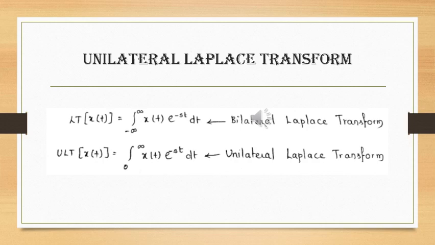The equation of Laplace transform is given as Laplace transform of x of t is equal to integral minus infinity to infinity x of t e raised to minus st dt. It is also called the bilateral Laplace transform. Unilateral Laplace transform of x of t is equal to integral 0 to infinity x of t e raised to minus st dt.